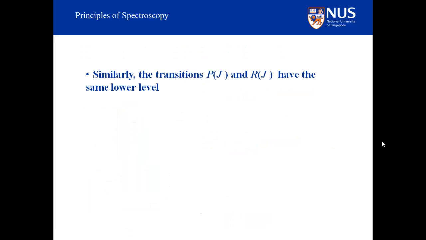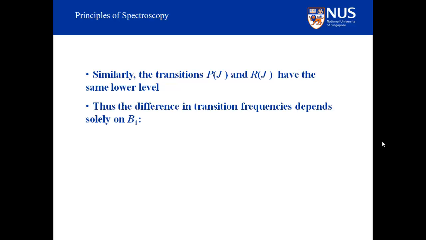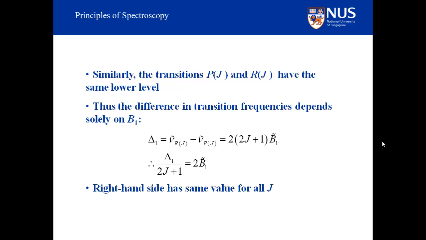A similar analysis can be done for the combination of the P of J line and the R of J line. The difference between these two transitions is denoted delta 1, and it will give us information about B1. And if we divide delta 1 by 2J plus 1, we get 2B1, and again we get the same value for all values of J. In this analysis, to determine B0 and B1, we ignored centrifugal distortion. We could have done the same analysis and taken into account centrifugal distortion.